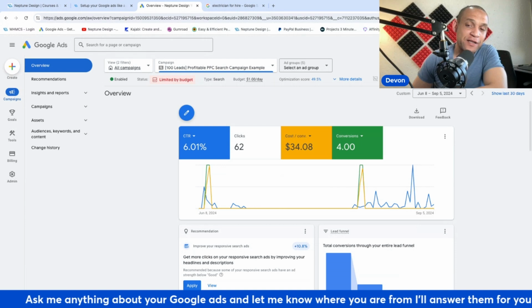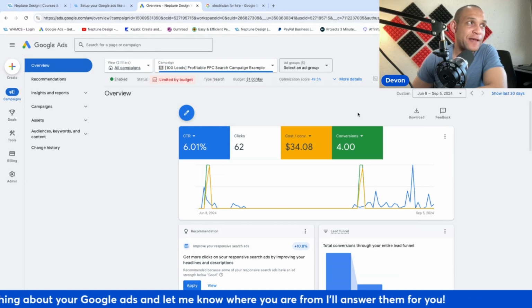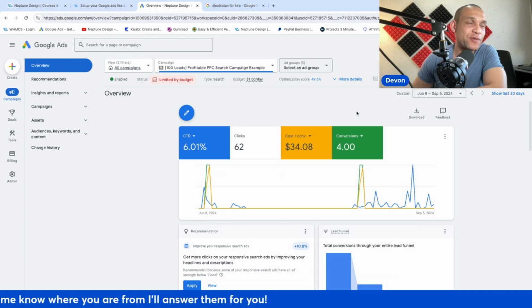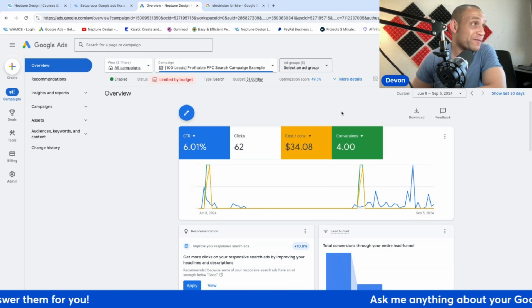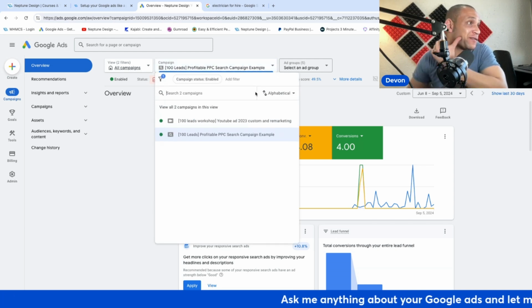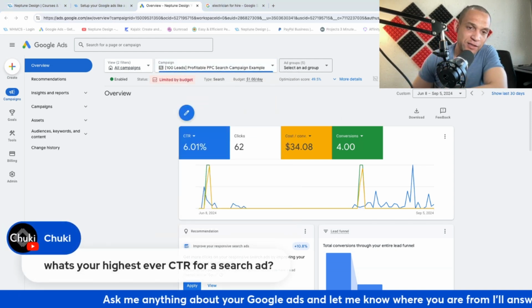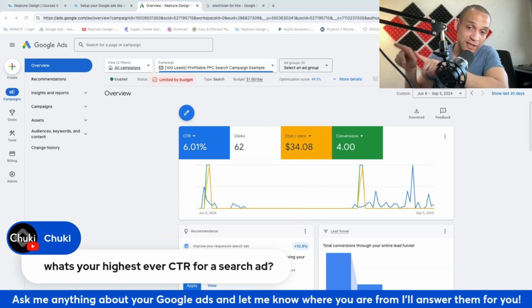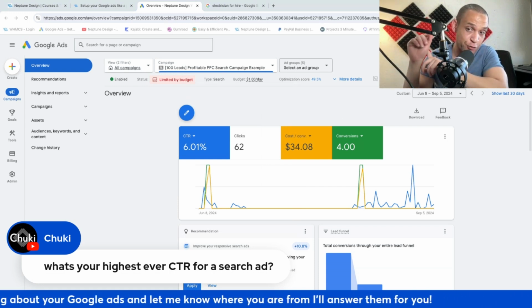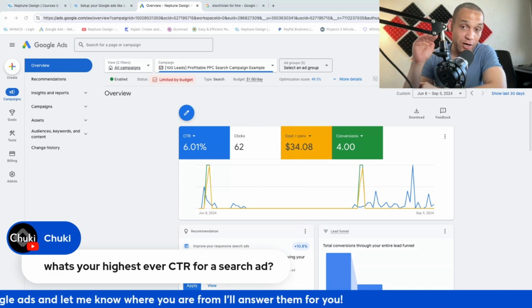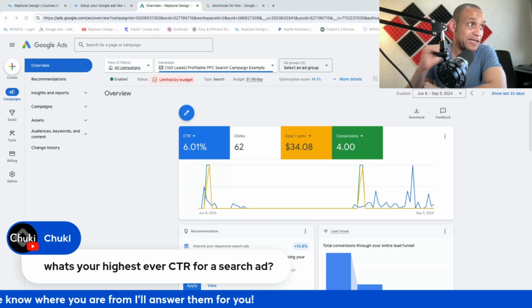What's your highest ever click-through rate for a search ad? I've had a click-through rate up to 18.95% for one of my search ads. I wonder if I could find it. Anyway, remind me about that later. Chuki, I'll just show you a question over there. Remind me about that later because I'll try and find you that high CTR ad.